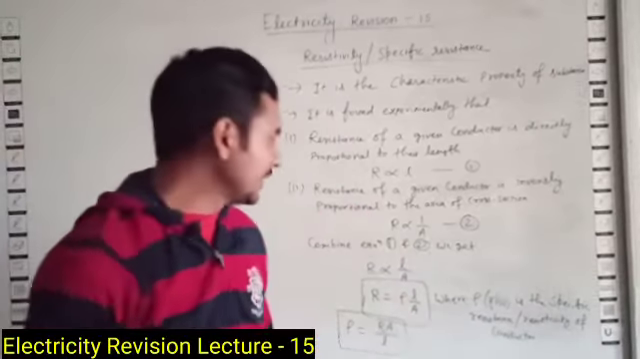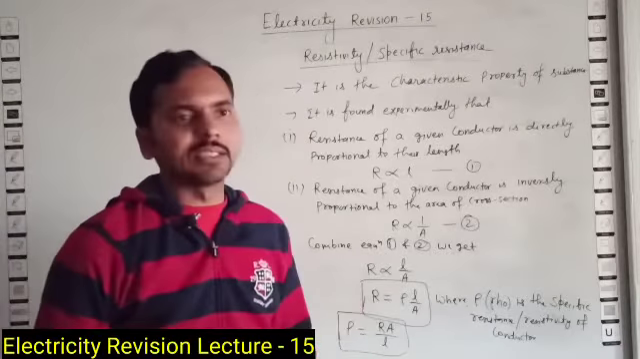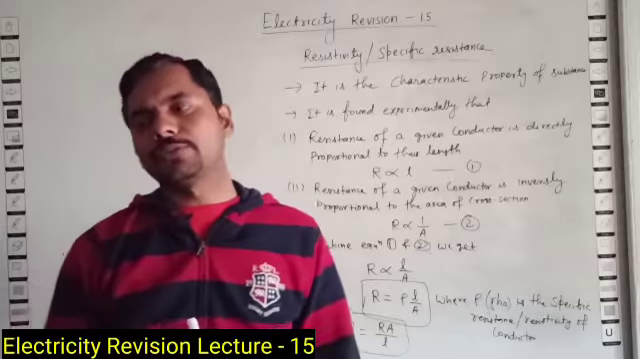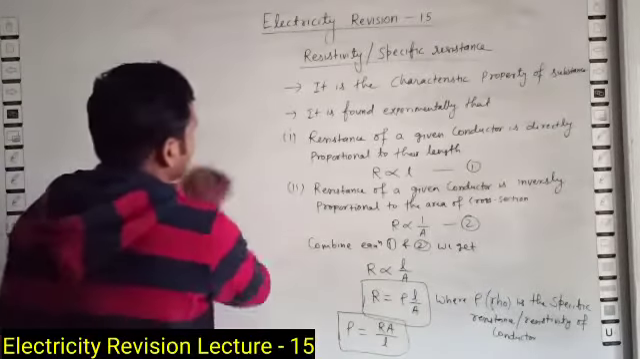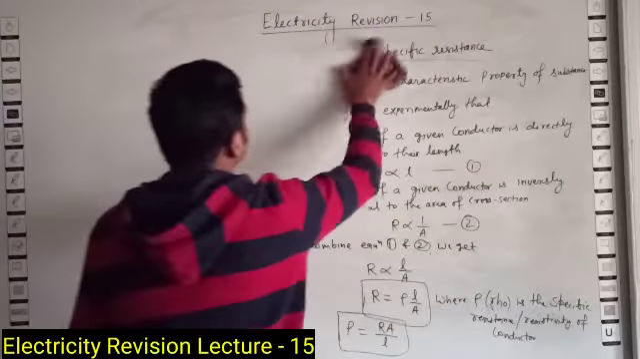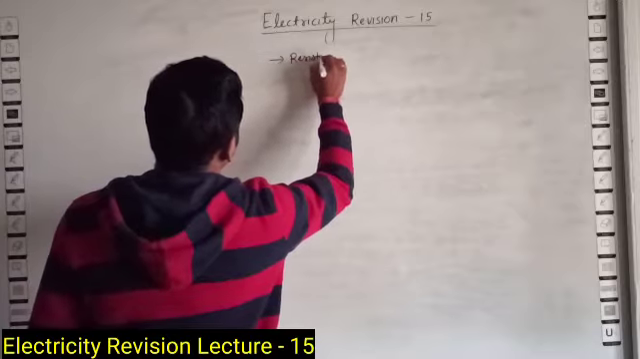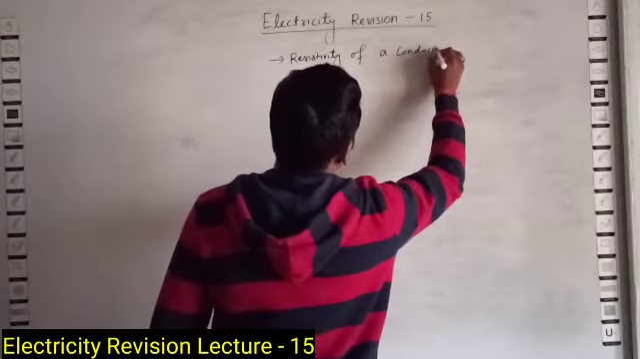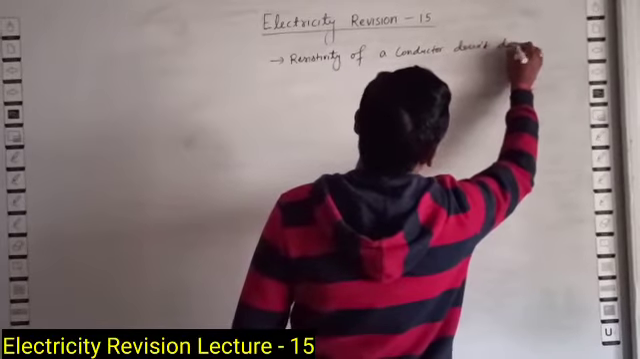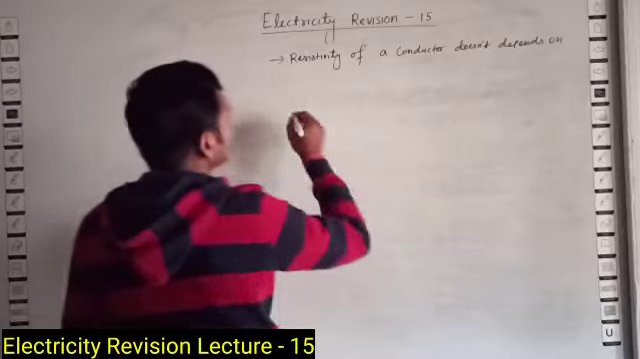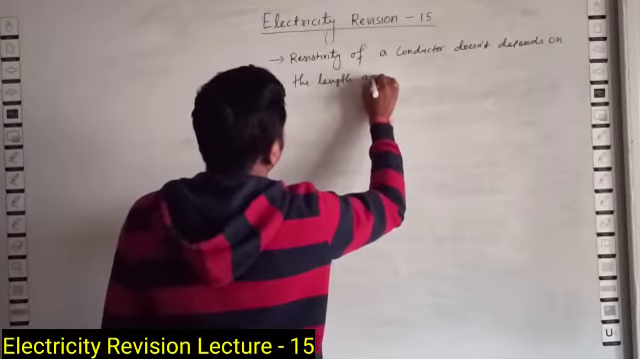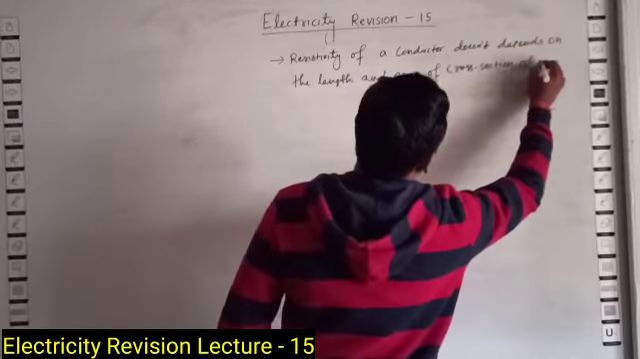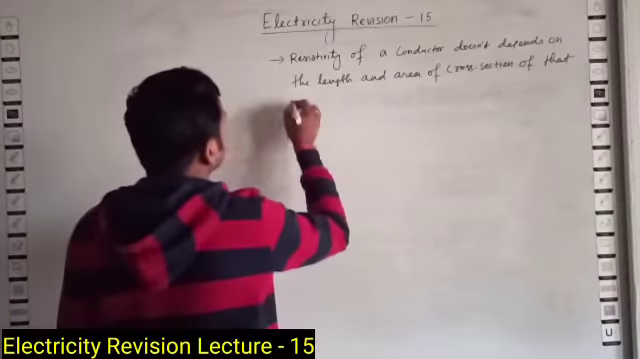The resistivity of a conductor doesn't depend on the length and area of cross section of that conductor.